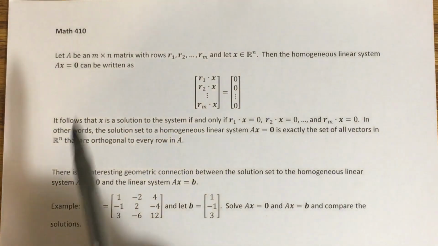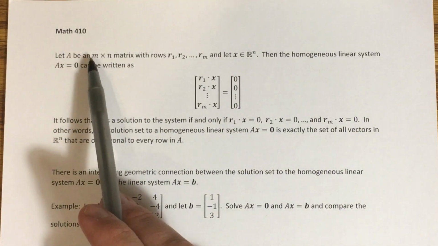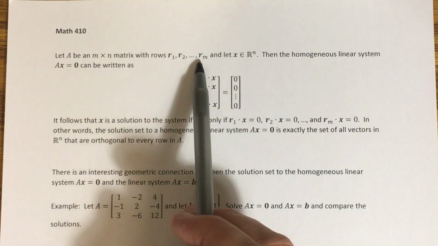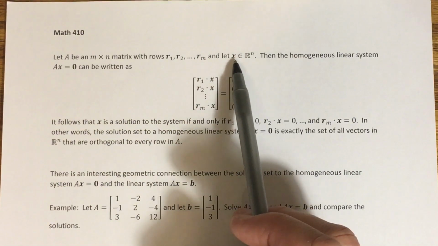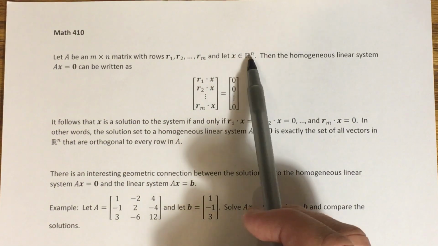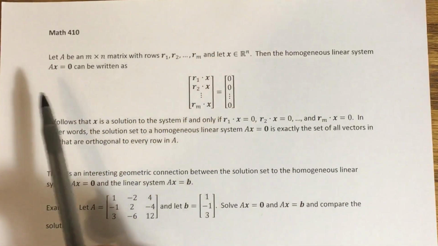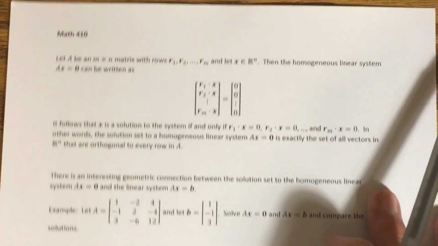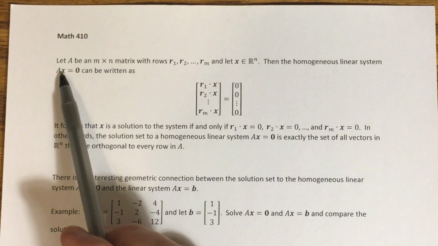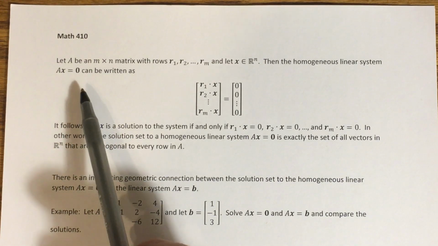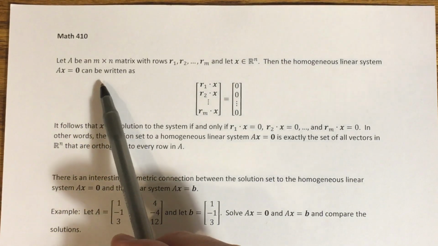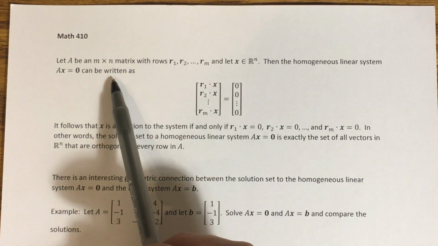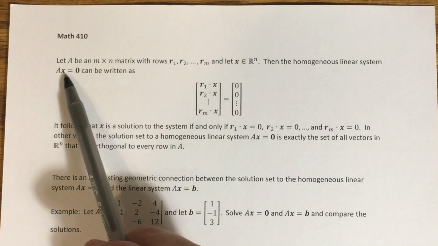So let's now start looking at homogeneous linear systems. Let's suppose that A is an m by n matrix, and we're going to name its rows R1 through Rm, and then I'm going to let x be some vector in Rn. And I want to think about the homogeneous linear system Ax equals 0, okay? Well, if I were to write A as a partitioned matrix, it would look like a column vector, even though it's not a column vector, but with R1, R2, R3, and so on. And I'm multiplying that to the vector x.